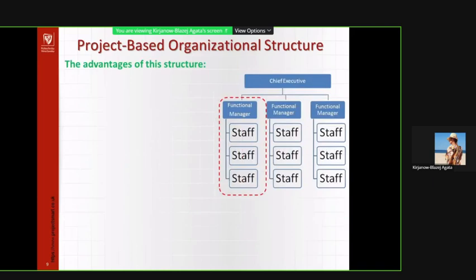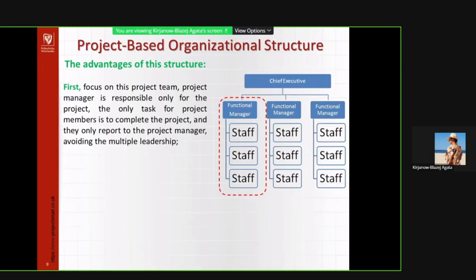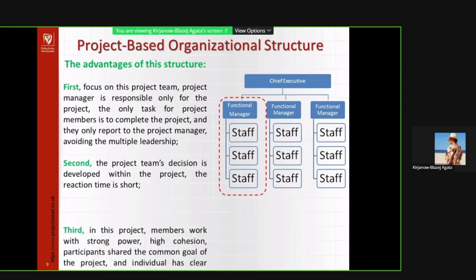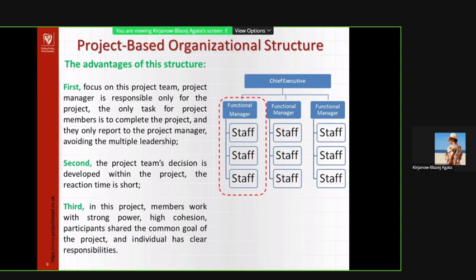And a few advantages of this structure. First, focus on this project team. The project manager is responsible only for the project, and the only task for the project members is to complete the project. And they only report to the project manager, avoiding multiple leadership. Second, the project team's decision is developed within the project. The reaction time is very short. And third, in this project, members work with strong power, high cohesion, and participants share the common goal of the project, and each individual has clear responsibility.